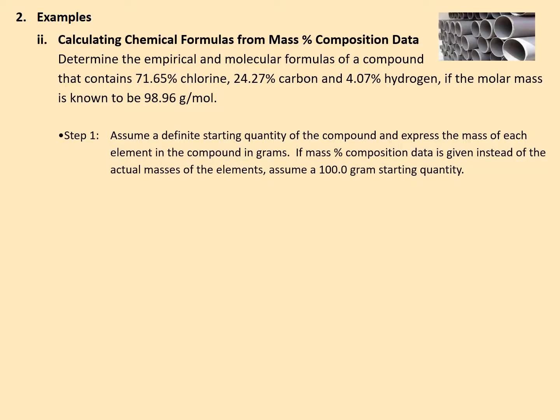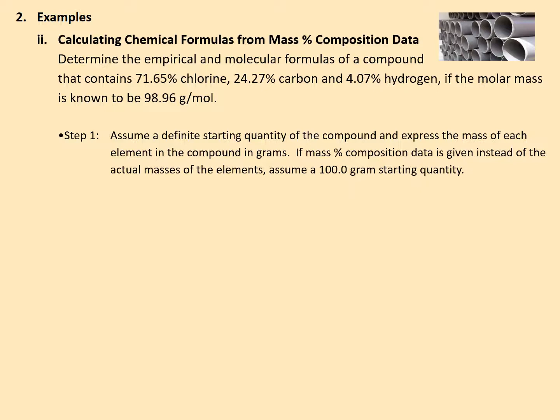So step one. Now recall in the last problem we were given the actual masses of each of the elements in our sample, right? Some experiment had been done in which the masses of each of the elements were determined through some sort of separation technique. In this problem, we're given mass percent composition data. So we don't know the actual masses of the elements, but since it's only the ratio of masses of each of the elements that counts, it doesn't matter. So here's a case where we can assume any quantity, any size sample of the compound we want, so long as we get the ratio of the masses right.